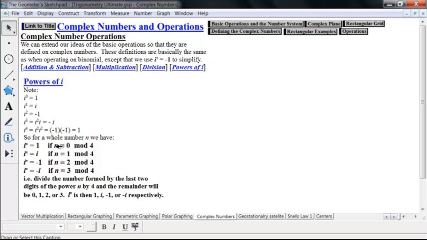So this says n is congruent to 0 mod 4 means the remainder is 0 when you divide n by 4. That's what that means. And so there we go, and you get one of those things. So for natural number powers of i, you always get either 1, negative 1, i, or negative i. You get one of those 4 things, and you can tell which one by just dividing that power by 4.